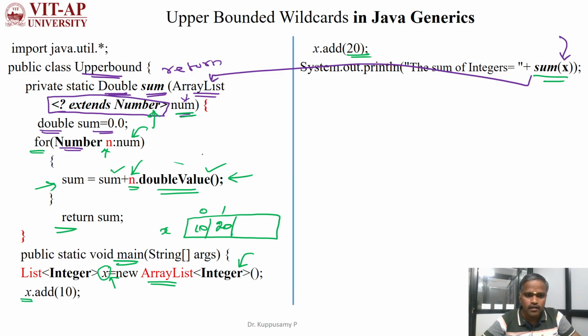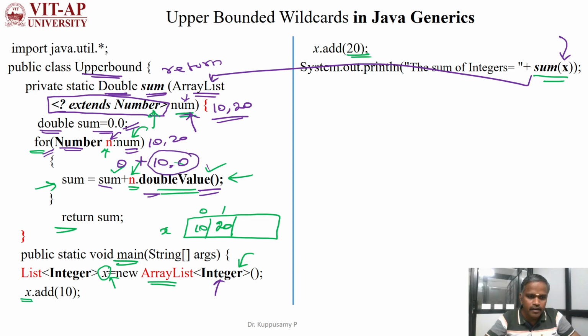So now the data x is passing here, 10 comma 20. So 10 comma 20 is available in num. Here num is carrying 10 and 20 one by one. Then first 10 is assigned to n. Initially sum is 0. So 0 plus 10, which is converted into 10.0 because of the doubleValue method. Here we are passing an integer value, but after getting inside the for loop, we convert that integer value 10 into a double value, then add it to the sum. So now it is 10.0.